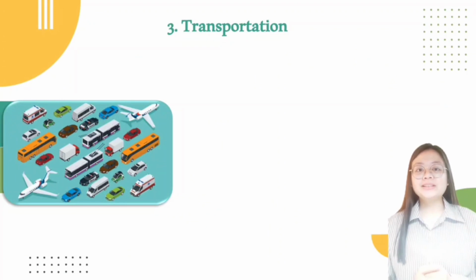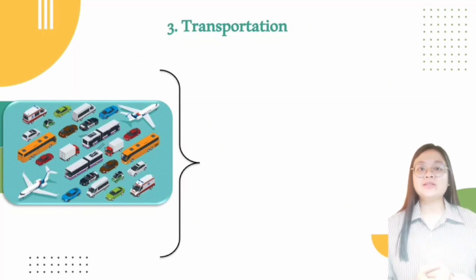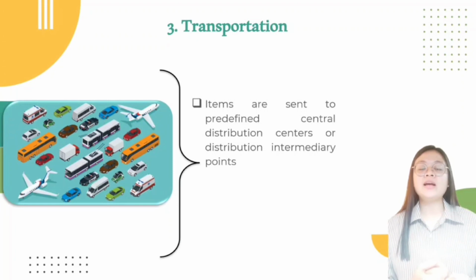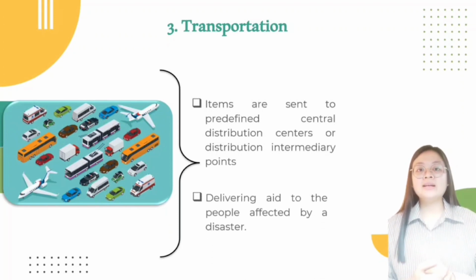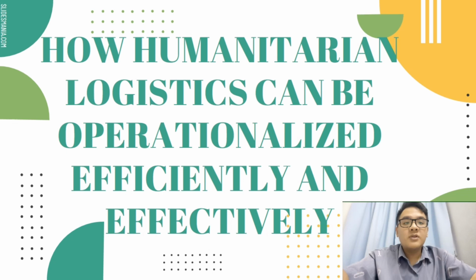Lastly, transportation is the last important basic standard of any humanitarian logistics chain in which human personnel, equipment, and necessary items are sent to predefined distribution center or distribution intermediary point and delivering it to the people affected by a disaster. Next, I'll be explaining on how humanitarian logistics can be operational more effectively and efficiently.